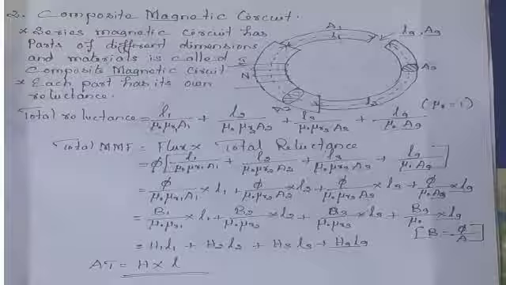So, H1 into L1, where B1 by mu naught mu r1 is equal to H1, plus H2 into L2, plus H3 into L3, plus Hg Lg. So, ampere turns is equal to H into L.